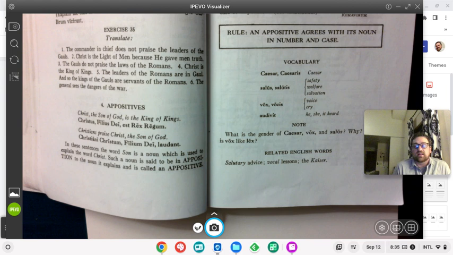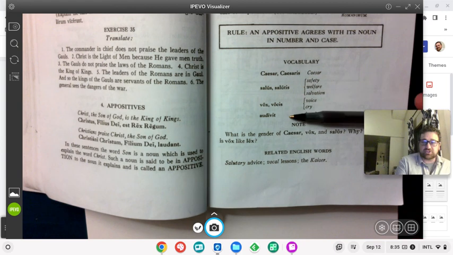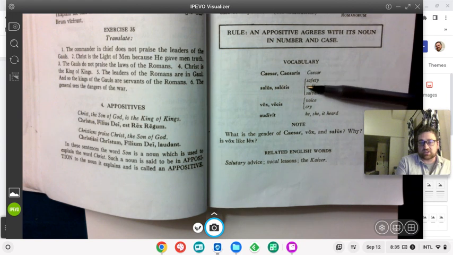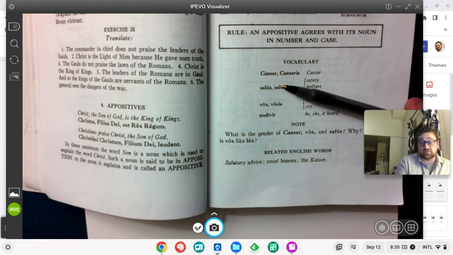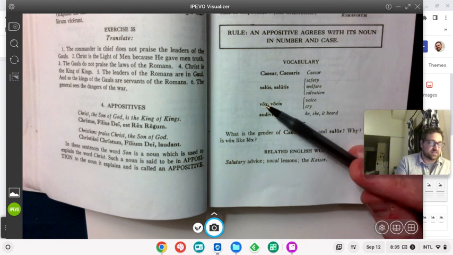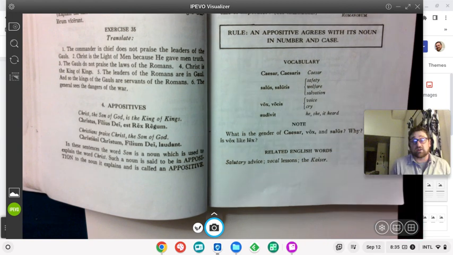Okay, and then in the last video, we mentioned that we could find the genders of these words. Caesar is masculine because Caesar himself is a male. Salus, salutis, there's no biological gender here, so we're going to use the SOX rule. We can see that the nominative ends in S, and we can determine that salus, salutis is feminine, and according to the SOX rule, vox, vocis is also feminine.